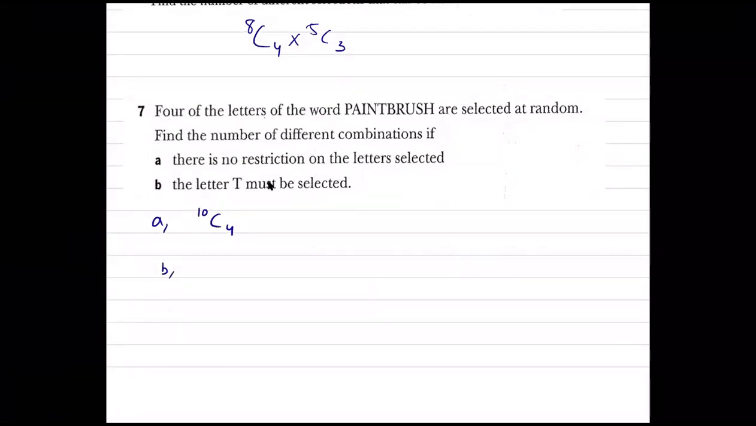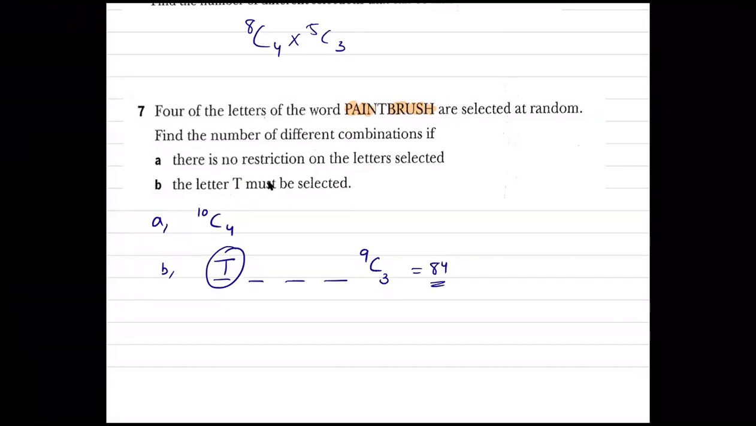Now for part B, the letter T must be selected. So out of the 4 letters, there should be T already with you. Now, how many letters are left? 9. And out of 9, how many do you need? 3. So the answer to part B is just going to be 9C3, which is 84.